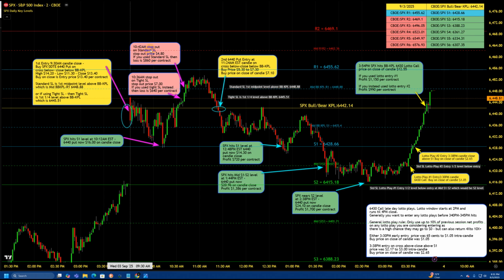If you use the standard stop level, which is the midpoint here, then at 10:42 a.m. you would have been stopped out on this candle. The stop out price is the low of this candle, which is $4.80. So if you use the standard SL, then your loss here is $860 per contract.